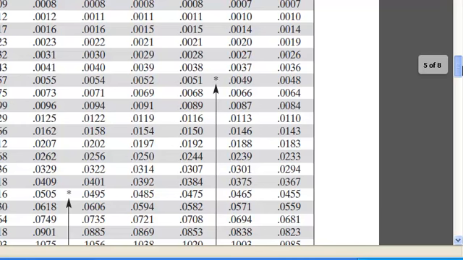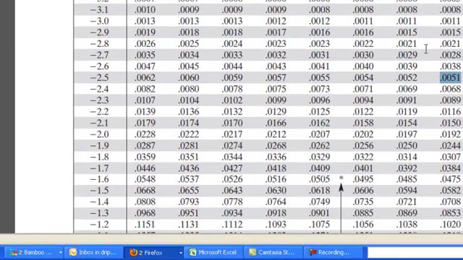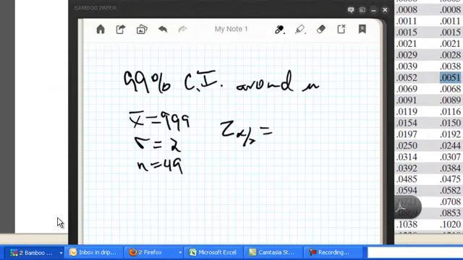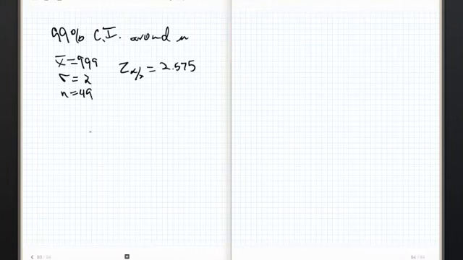If I go up here and I find 0.005, let's see if we can find it. Oh, look, they've done it for us. It's halfway between 0.0051 and 0.0049, which is negative 2.575 because of the symmetric property of the normal distribution. We can write it both ways, so I'm simply going to write it as positive 2.575. Because in the confidence interval, we end up with that plus and minus, so it's all taken care of.